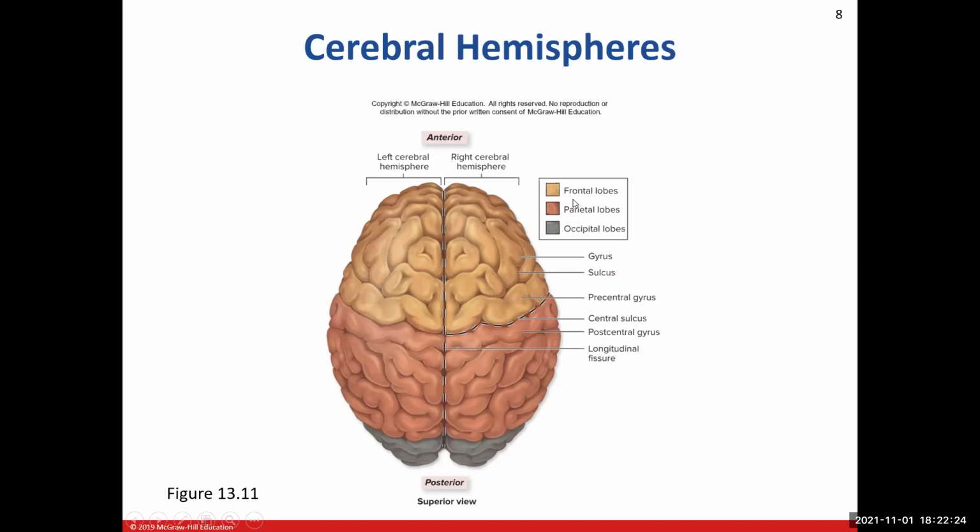Now, if you notice, these words should look familiar to you: frontal, parietal, occipital. Hey, there were bones on the skull that had those same names. Well, guess what? The lobes of the brain are named for the cranial bone that covers that area of the brain. So obviously the frontal bone is going to cover the frontal lobe. Parietal bones will cover the parietal lobe, and then the occipital lobe will be covered by the occipital bone. All right, and same with the temporal. We just can't see it in this picture here.